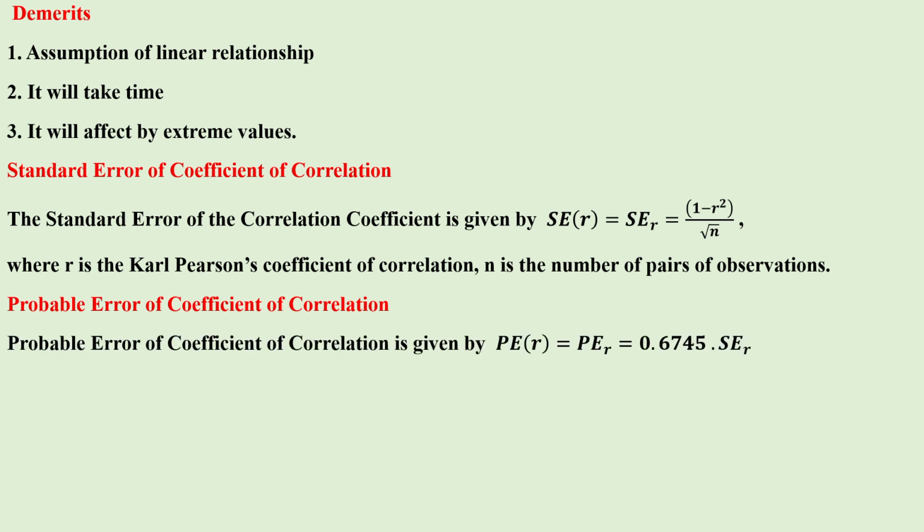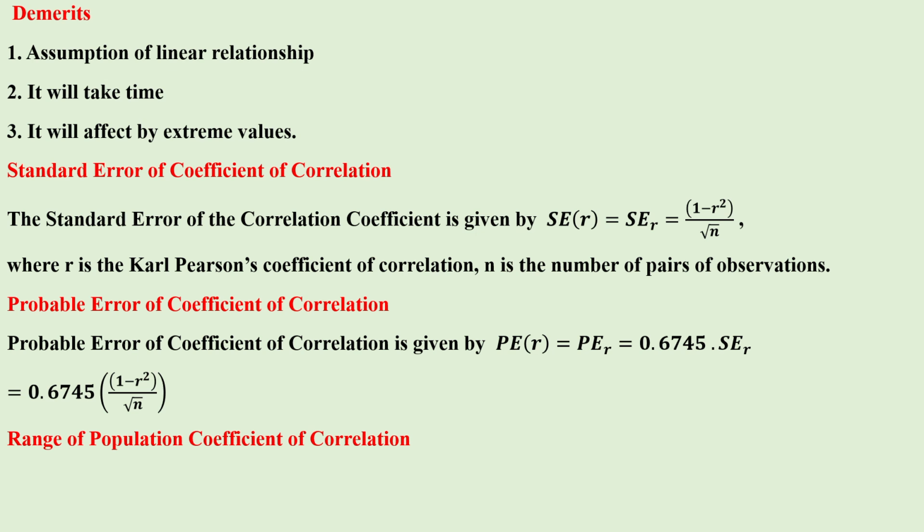Probable error of the coefficient of correlation. The probable error is given by PE of r, which is equal to 0.6745 into the standard error of the correlation. First we have to find the standard error of the correlation, then multiply it with 0.6745. That is called the probable error. So, we know the formula: PE is 0.6745 into (1 minus r square) by root n, where r is the coefficient of correlation. There are three standard methods; from one we have to find r.